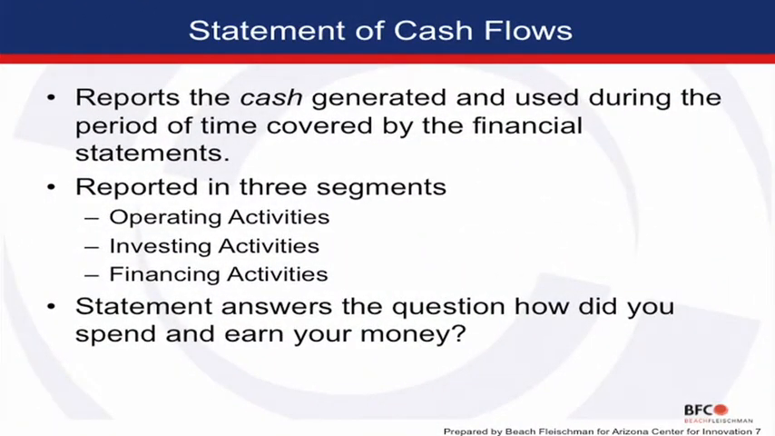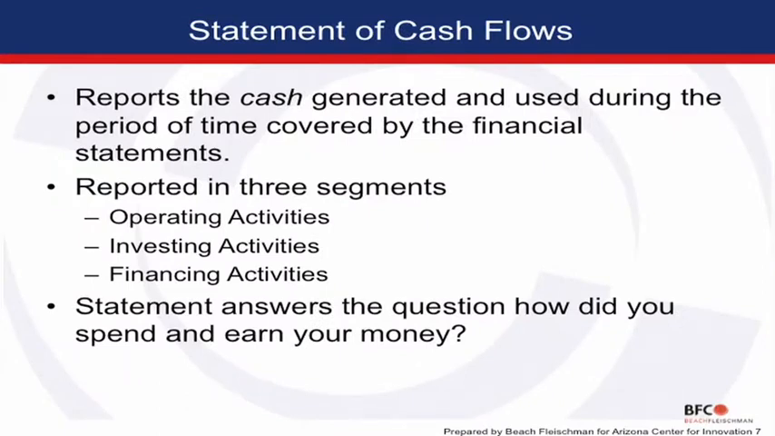The third component to the financial statements is the statement of cash flows. This reports the cash generated and used during the reporting period. It also covers a year, or if it's a development stage company, covers the same period as the statement of income. It's reported in 3 different segments. It defines how a company performs in terms of operating activities, investing activities, and financing activities, how cash is generated or used in each one of these activities. The statement answers the basic question, how did you spend or earn your money?